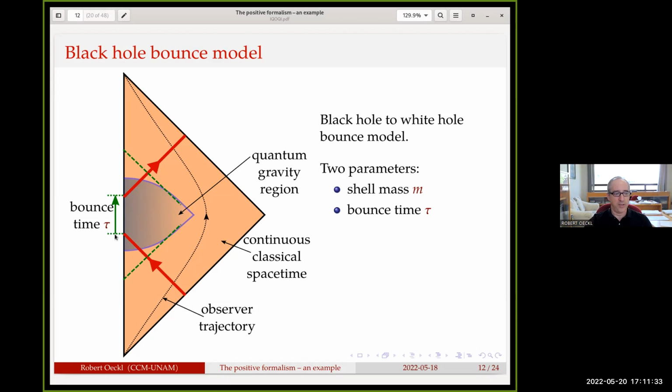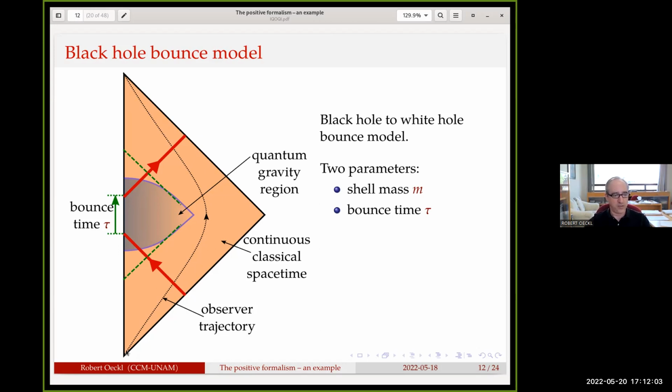So you can think of this as if this shell comes in and it's sitting at the center, and then you're waiting for a certain time, and then it comes out again. And so basically you have this freedom to choose this time. So there's this family of solutions in the exterior, so you have two parameters, the mass and the bounce time. And so how can you measure the bounce time?